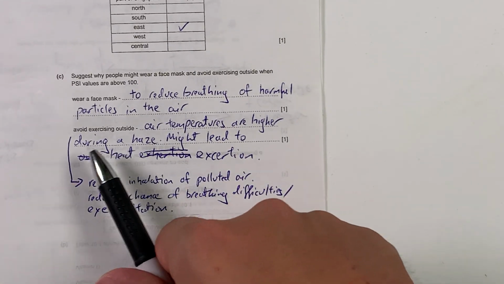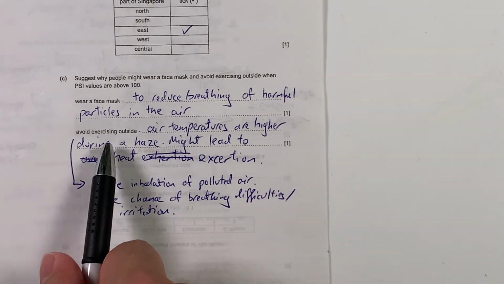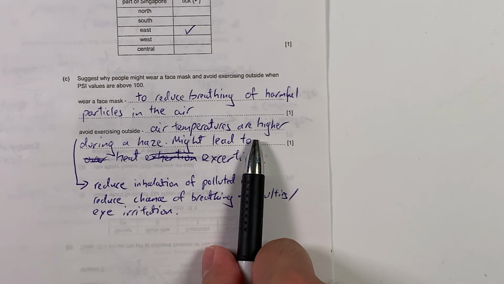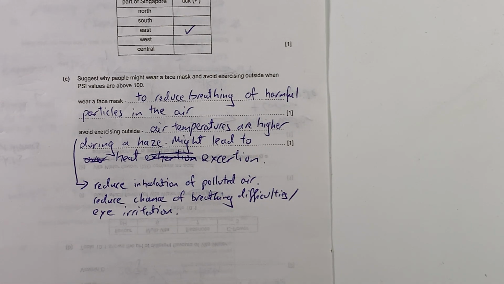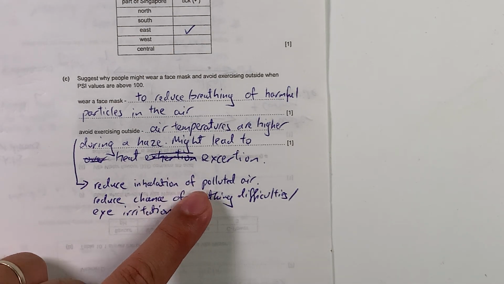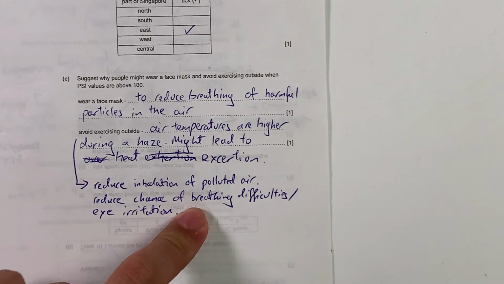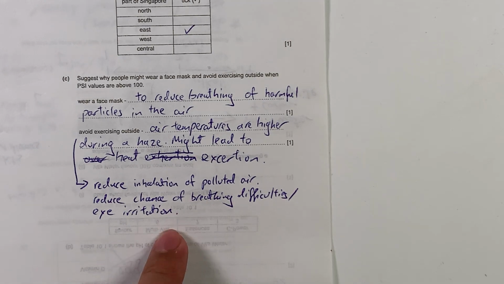So why do we want to reduce physical activity and exercising? When we exercise, we tend to breathe very fast, so you need to take in a lot of air. And normally we don't wear the mask while exercising. So we will be breathing in much more of the polluted air, and it might increase the chance of us facing breathing difficulties or eye irritation, and so on and so forth.